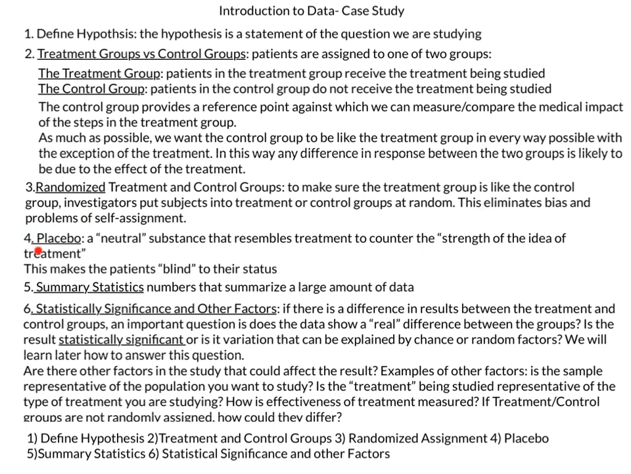The next idea that's important is the idea of a placebo. A placebo is a natural substance that resembles the treatment, to counter the strength of an idea of treatment. That is the placebo effect. Sometimes when people receive something they believe will help them, they might be more in the mind frame, and their mind might have a lot of influence over their ability to recover.